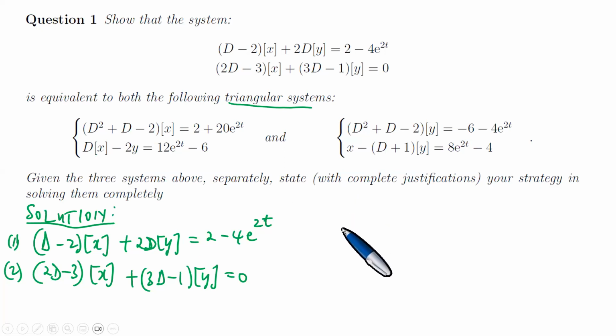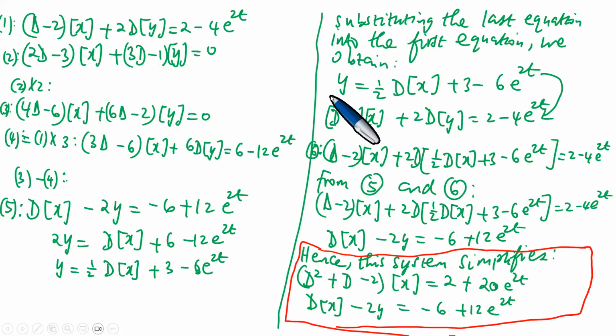Obviously, now, given the three systems above, state with complete justifications your strategy in solving them. Okay, obviously, the strategy has been outlined in terms of the operations that were followed. I know that it is just a warm-up exercise, but we're going to do it in the least amount of steps. We're going to write this equation on the next slide. I know that this is one of the easiest modules you can come across.